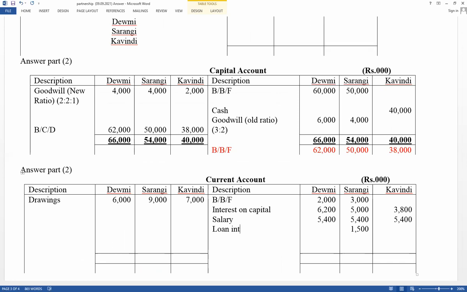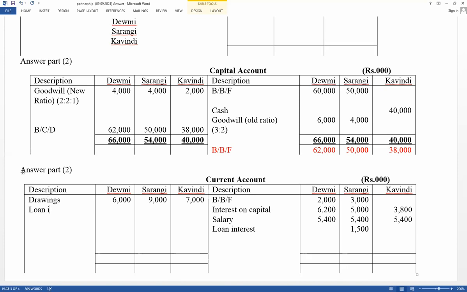As a loan interest. And it has given in the trial balance loan interest paid for Sarangi also 1,000. All the paid amounts for partners should be recorded on the debit side of the current accounts. Therefore, as a loan interest paid, any paid amounts for partners should be recorded on the debit side of the current accounts.